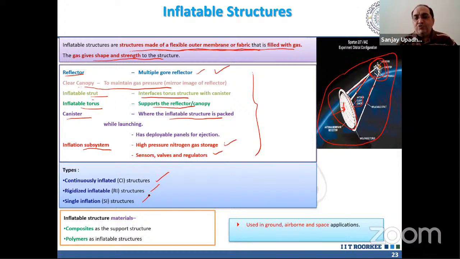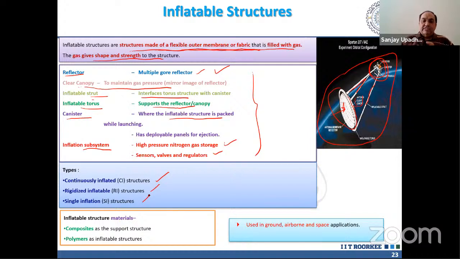Suppose you open an umbrella and it comes back to its original shape, then what happens? You cannot protect yourself against rain. So after opening, it being rigidized is also much more important. So how to rigidize? Presently, we are studying this rigidization. We have received one project from SAC ISRO, and presently we are studying the rigidization of inflatable structures. So: continuously inflated structures, rigidized inflatable structures, and single inflation structures.